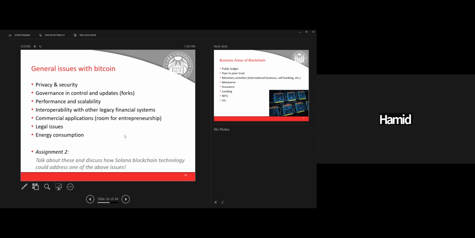Interoperability with other traditional financial systems, legacy systems, adding applications, legal issues, and also energy consumption. One of your friends talked about China's story, where the government blamed Bitcoin because Bitcoin consumes a lot of energy. Actually, the Bitcoin community tries to invent new approaches to resolve the issue. For example, they look at reducing the block size.